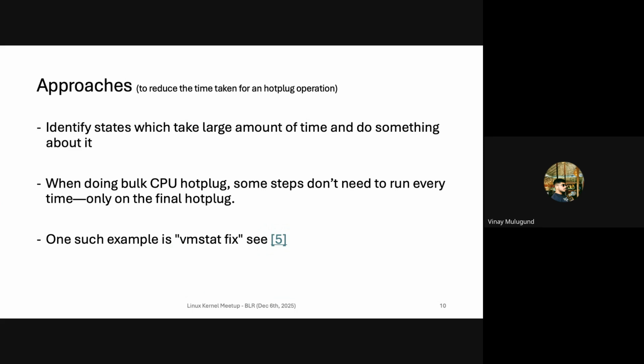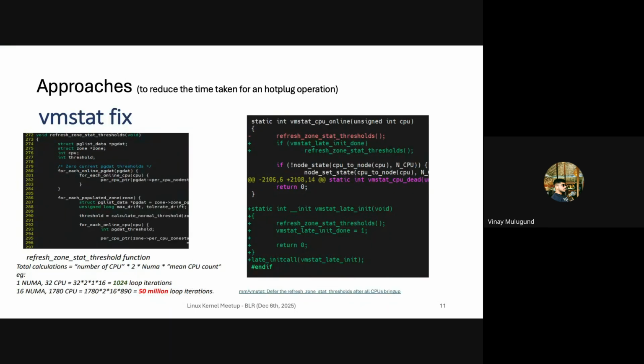And one such example which was identified was in a VM stat subsystem. So here, what the authors figured out was that this refresh zone stat threshold function was being executed multiple times. Because at boot time, if we are trying to bring up 2000 CPUs, it will be executed every single time. So why can't we just do it at the end? So they came up with some infra to defer it to the end of the boot up, so that it only gets invoked once. And then once the system is up and running, if somebody performs CPU hotplug later on, it will be executed every single time.